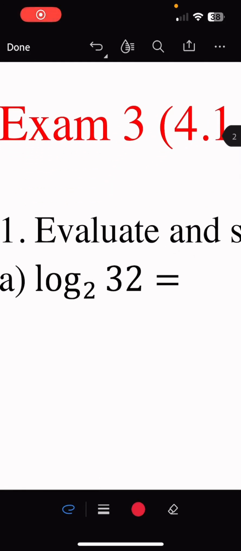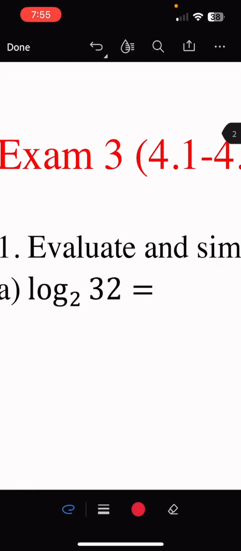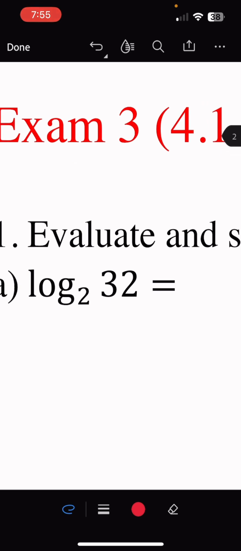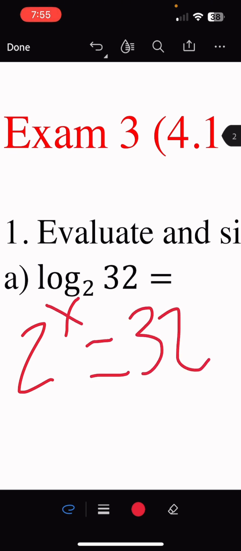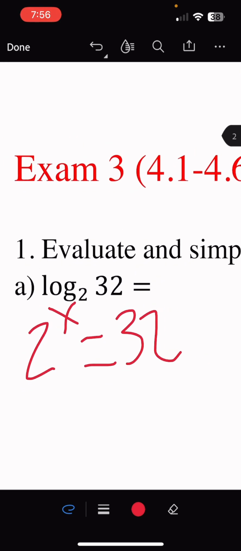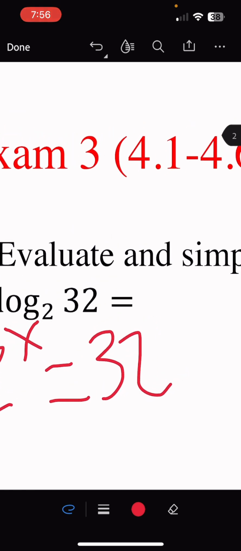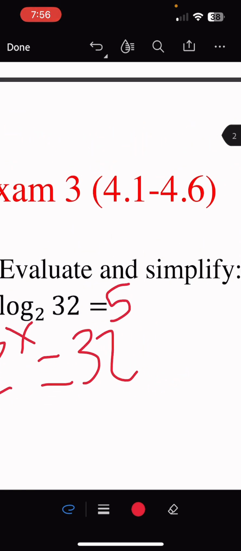Okay, so we're evaluating and simplifying logs. We have log base 2 of 32. So this can be written as 2 to the x is equal to 32, because we have our base. Your base is basically the logarithm base, and you're trying to find 2 to the power of what will give you 32, and that is your answer, your x. So what exponent will give you 32? 2 to the power of 5 will give you 32, so therefore your answer is going to be 5.